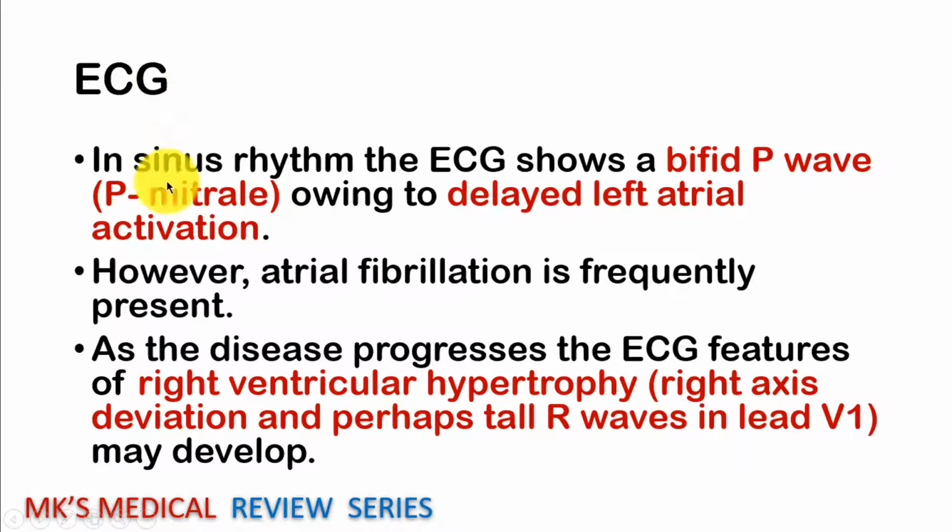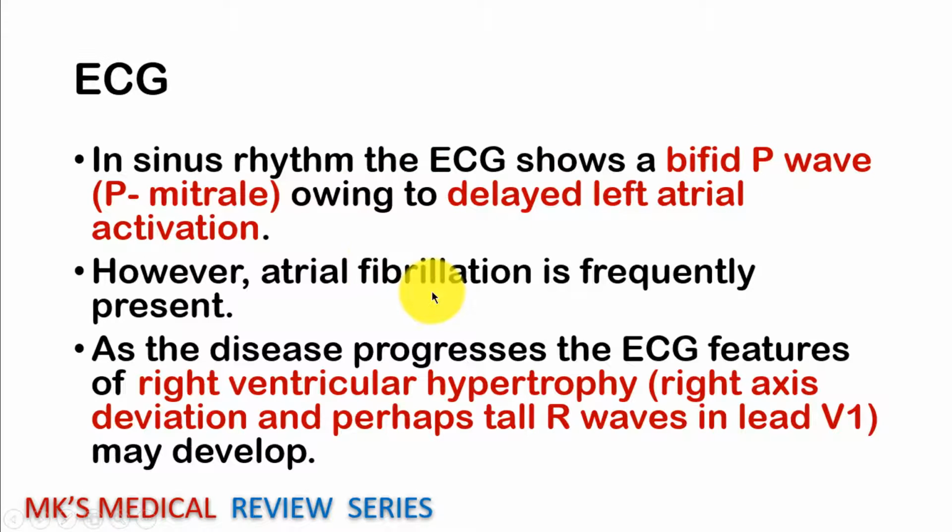So on the ECG, if it's in sinus rhythm, you will see a bifid P wave, which is known as a P mitrale. This is owing to delayed left atrial activation. Remember that the ECG shows you the P wave, which represents the depolarization and contraction of the atria. Because of this delay in the left atrium depolarizing, you're going to have two separate P waves, kind of like an M. So this is what we refer to as a bifid P wave.